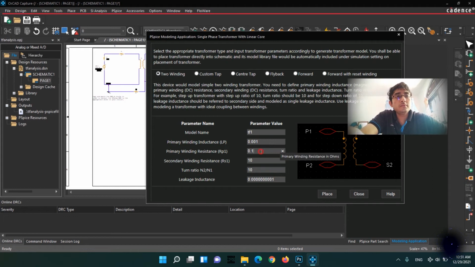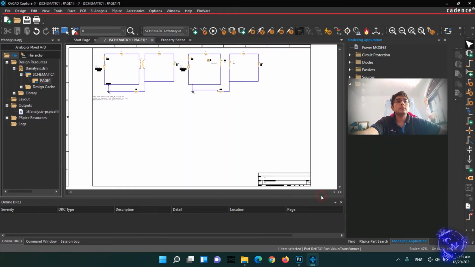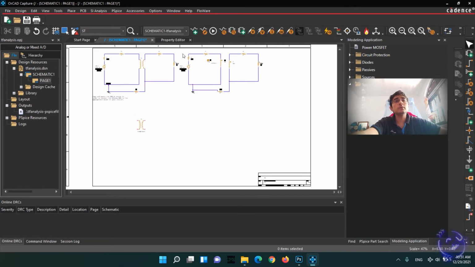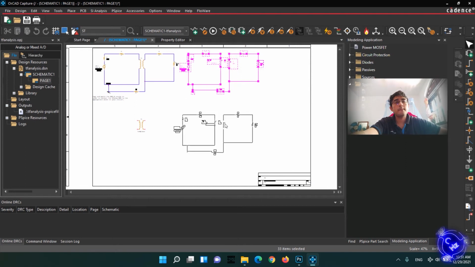right? Why am I interested to set all these values in SI units? Because this is asking for SI units. Primary winding inductance is in Henry, right? So when I set these parameters as this, 0.001, 0.1, 10, I should get my identical transformer. This does not ask for the secondary winding inductance because it can be calculated automatically by this simulator.